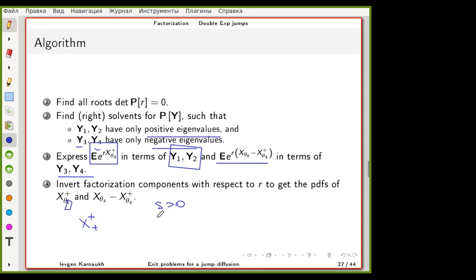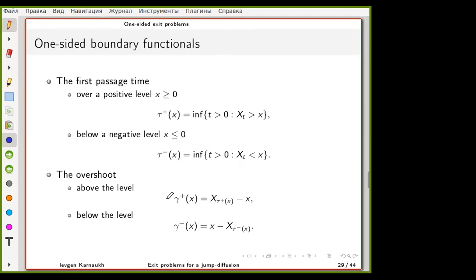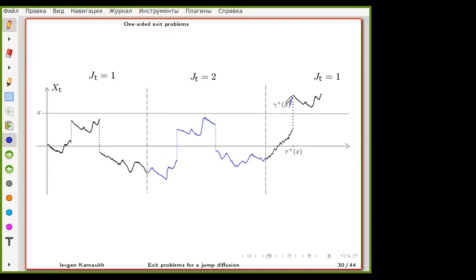Having the results for the components of the factorization, we can go to the problem of one-sided boundary functionals. Namely, we can consider the first passage time over a level and below a level, and the corresponding overshoots above the level and below the level. Here is a picture, for example, for the positive level, the overshoot, and this is the first passage level. If we have a negative level, here will be tau minus x, and since we have a continuous part here, we pass this level by creeping, so gamma minus x will be zero in this case.